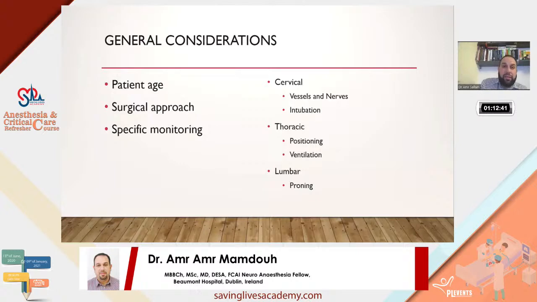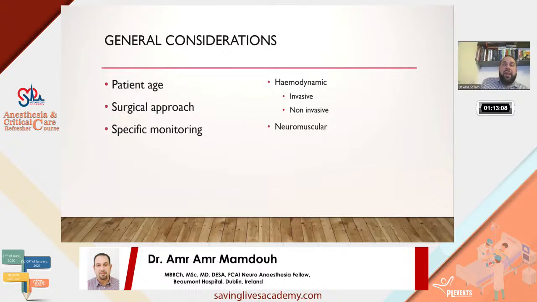And positioning as well, whether it's lateral, or an anterior approach, or a posterior approach, or alternating, is a major thing that we have to plan for weeks, and to train the whole team for that. And for lumbar procedures, I find the most critical thing is proning, and we will talk a lot about proning in this lecture because it's one of the most critical things.